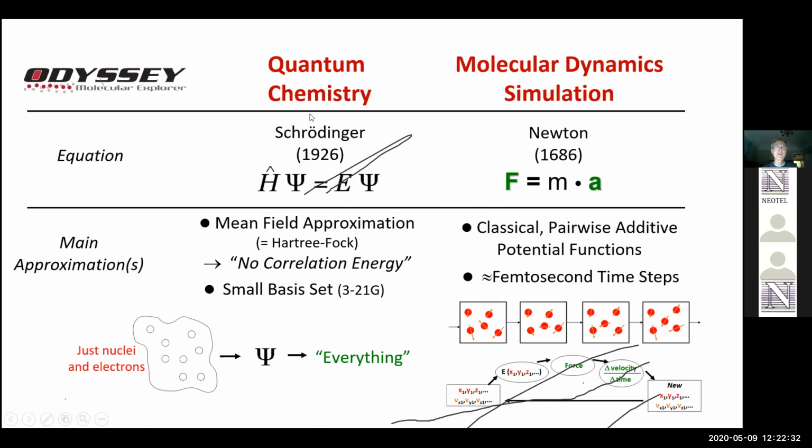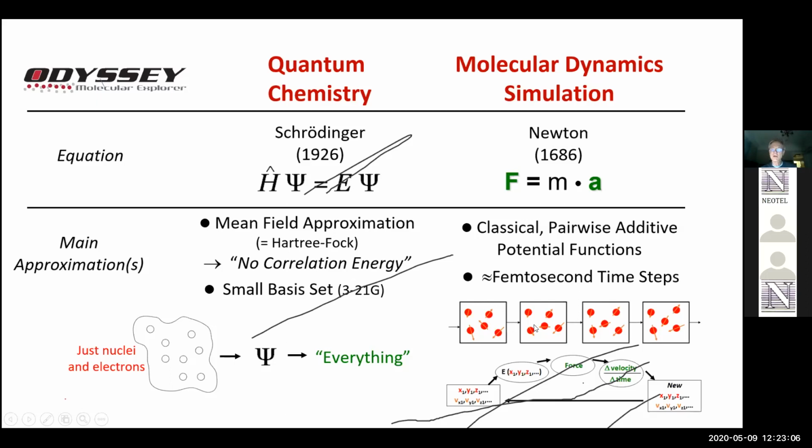So we solve the time-independent Schrödinger equation in the case of the quantum engine, and we simply solve a few hundred-year-old equation, Newton's second law, in the case of molecular dynamics. In the real world you have to make approximations, listed up here. We do a so-called Hartree-Fock calculation for the quantum chemistry with a small basis set, and we use pairwise additive potential functions to solve Newton's equation of motion.